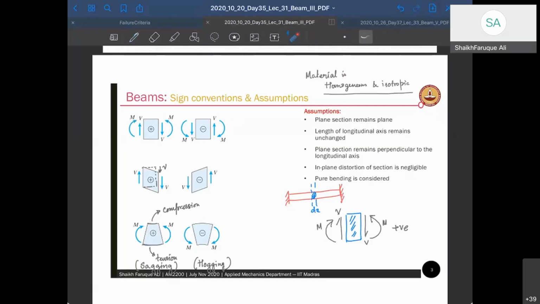One of them is plane sections remain plane before and after bending. We will see what that is. The length of the longitudinal axis doesn't change before and after bending. So this is actually not longitudinal axis, it is neutral axis, which happens to be longitudinal axis in many cases. Plane sections remain perpendicular to the longitudinal axis. This is also not longitudinal axis, this is also neutral axis.